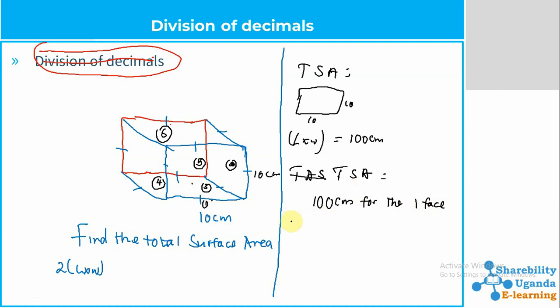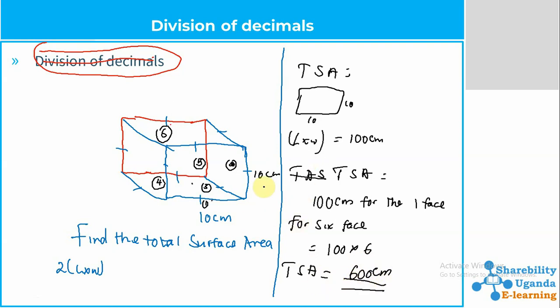For the one face. Then for 6 faces, we shall now be able to say 100 times the 6 faces. So our total surface area here should be equal to 600 centimeters. Is that right? Hope you have been able to pick this.